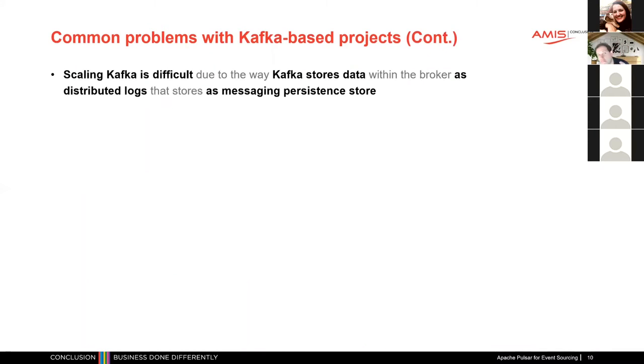So let's break that down more, right? If you use Kafka, scaling is really difficult. And that's because of the way Kafka stores data within the broker. The broker is stateful and it uses distributed logs. A log can be very big and grow over time because it is used for the whole persistent storage.